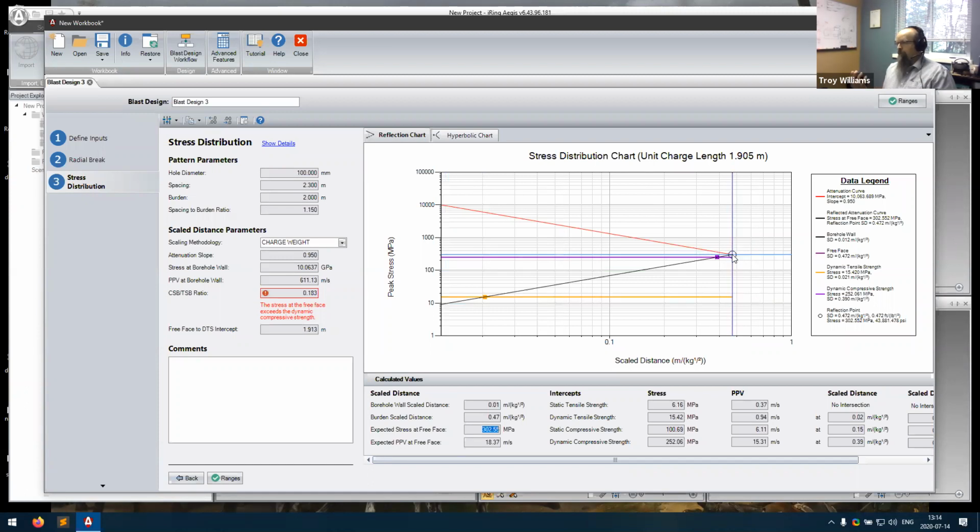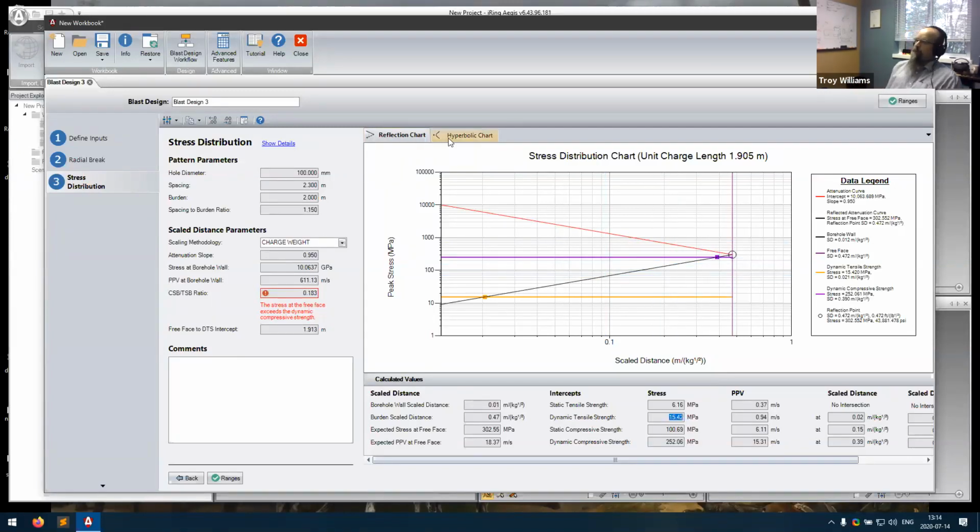Now, the disturbing part is when it changes mode, it starts out at 300 megapascals of tension, and our rock only has 15 megapascals of dynamic tensile strength, so it's doing a lot of damage. This is a good indication that they would get overbreak and a lot of damage into the hanging wall. A lot of spalling would occur because there's just too much energy in this volume.